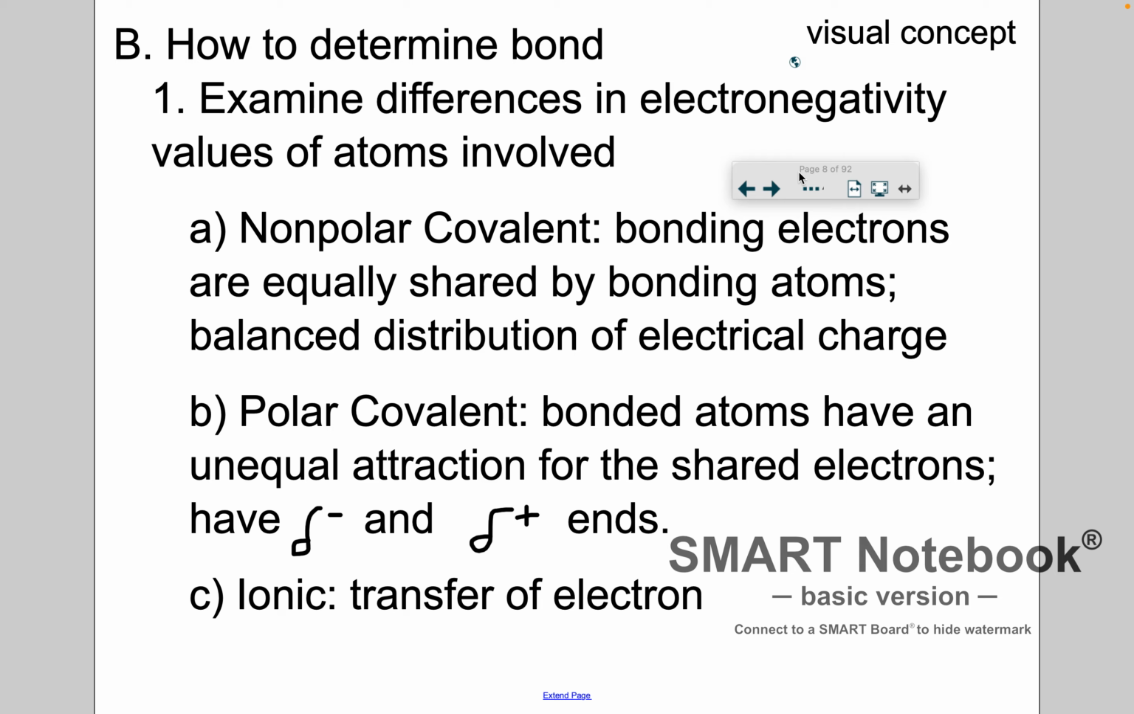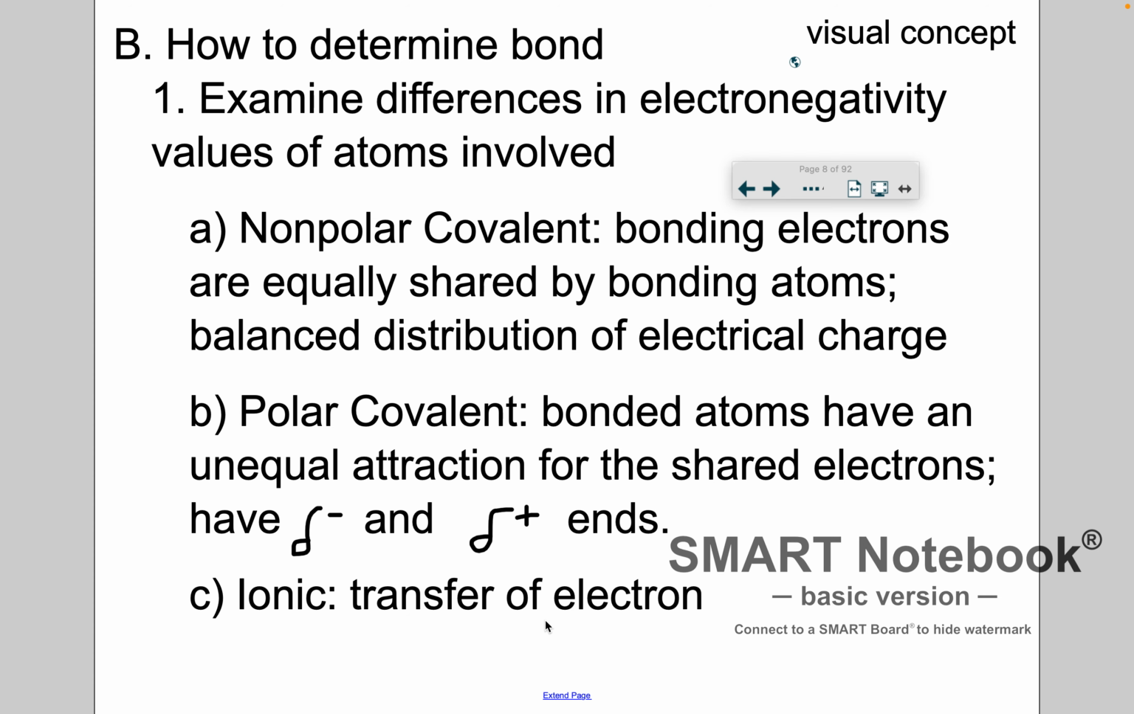Okay, so you will be classifying your bonds into 3 types of bonds: nonpolar covalent, polar covalent, and ionic bonds. So these 2 are two different types of covalent bonds where electrons are being shared, and ionic is the transfer of the electron. So what is a nonpolar covalent bond? The electrons involved in the bond are being shared equally by all the atoms involved. And so you get this balanced distribution of electrical charge. There isn't a slightly negative or slightly positive. It is neutral across the board.